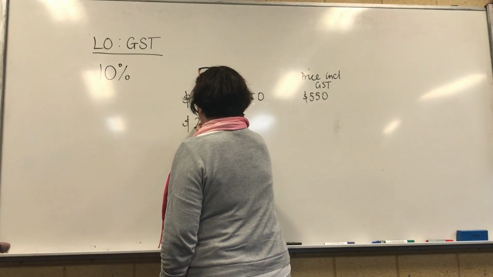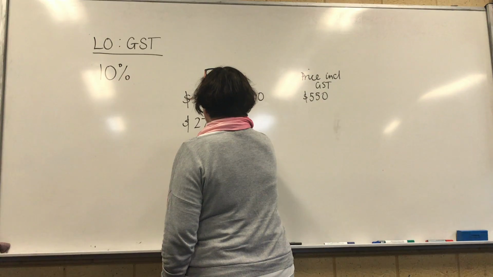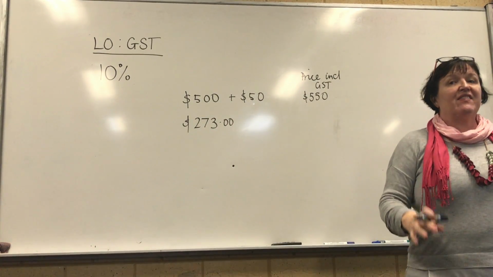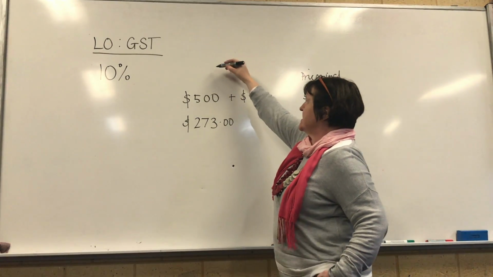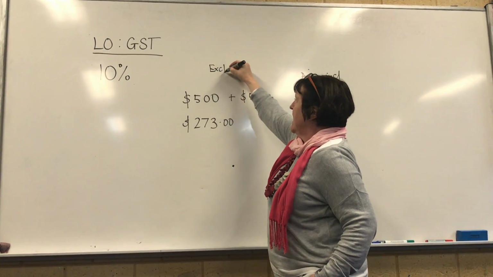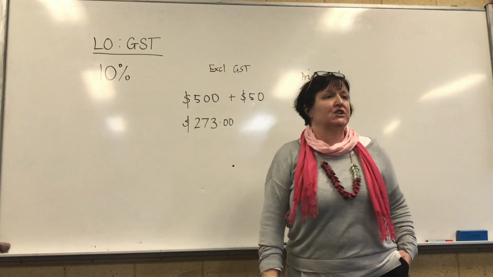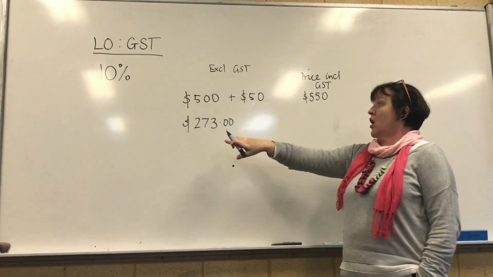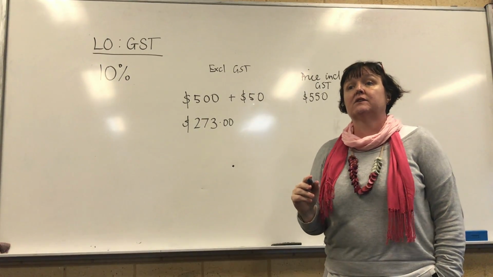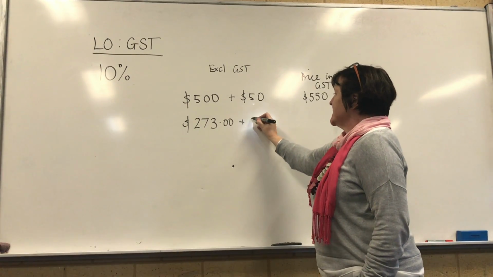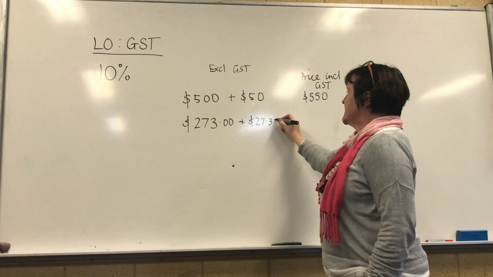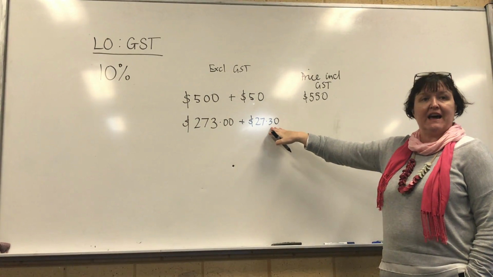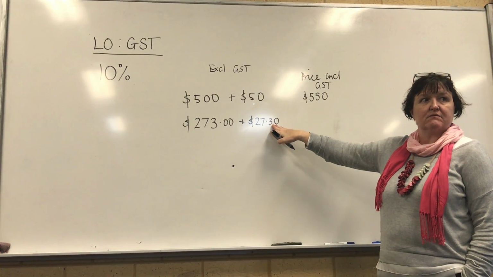So say you go to Coles and you spend $273 on your shopping. And that's excluding GST. So that means the GST hasn't been added to it yet. So what would the GST payable be on $273? Cassidy? Well done, $27.30. Now don't forget, because it's money, you've got to have the 2 decimal places, okay?